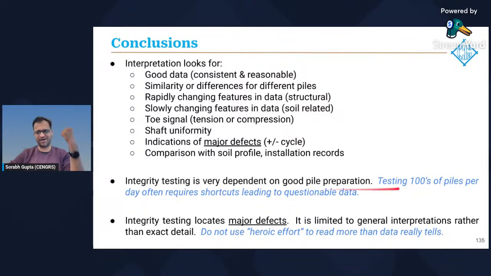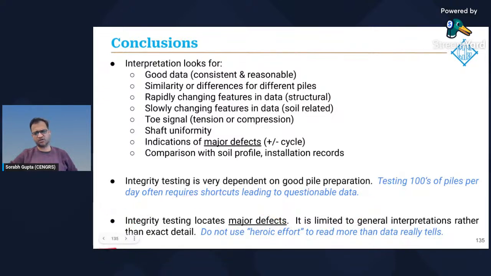So spend time preparing a pile well, spend time collecting good quality data, do a lot of tests on every pile. And third, spend a lot of time carefully interpreting the PIT data in the office as well.